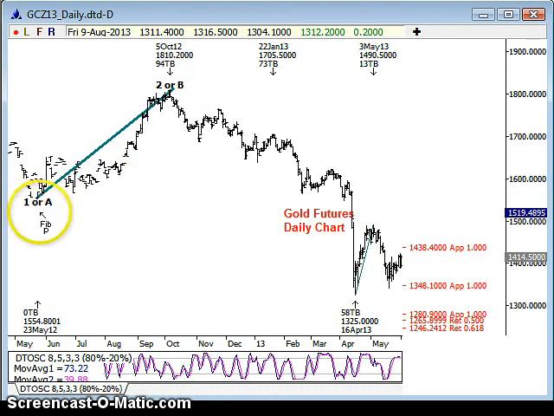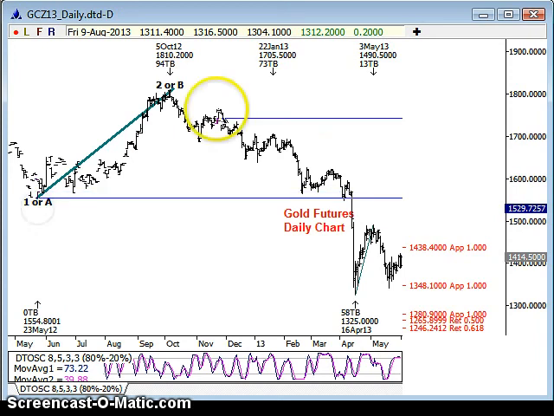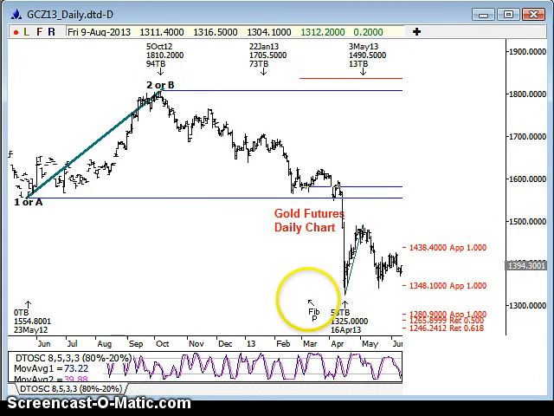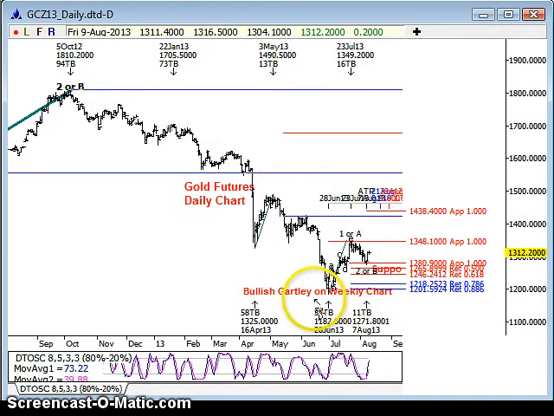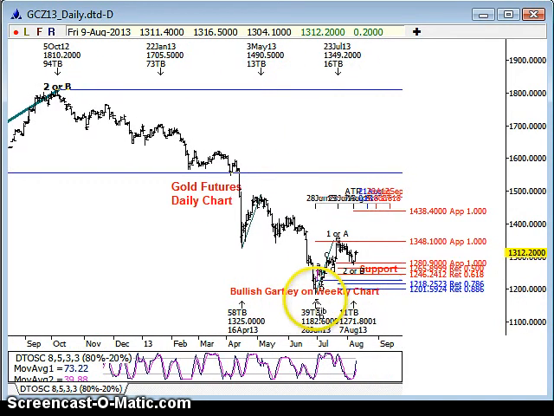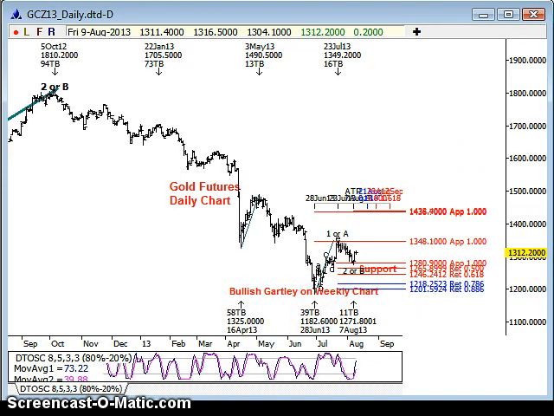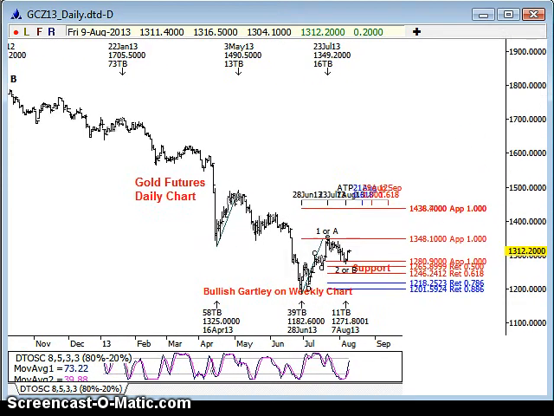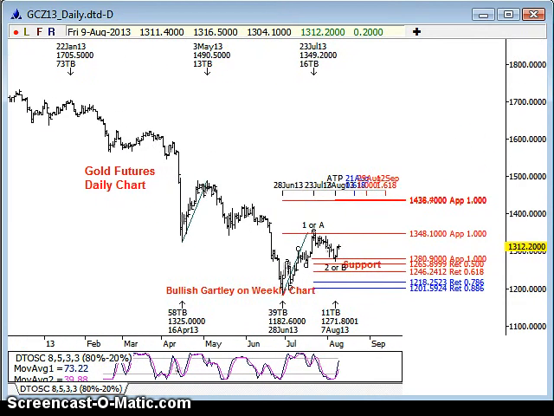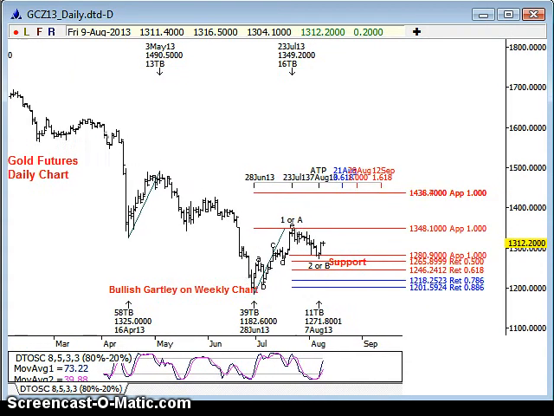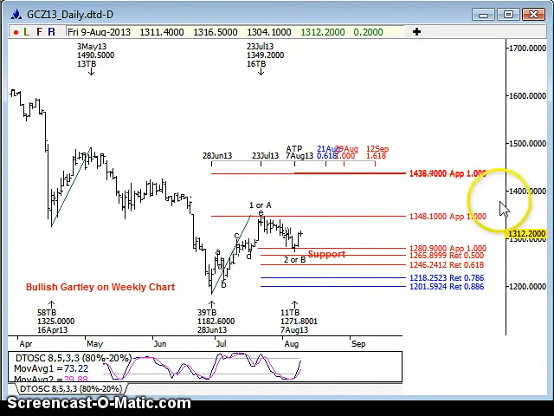So let me grab our tool there. It's May 23rd to October 5th. And if we project this from this June 28th low, you'll notice that it comes in right on top of this other projection. So we've got two sets of price projections, both indicating about 1438.